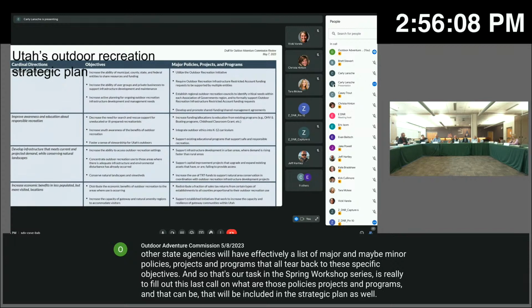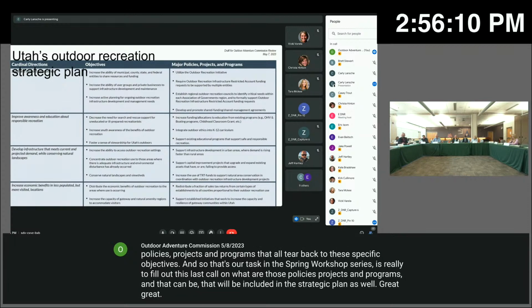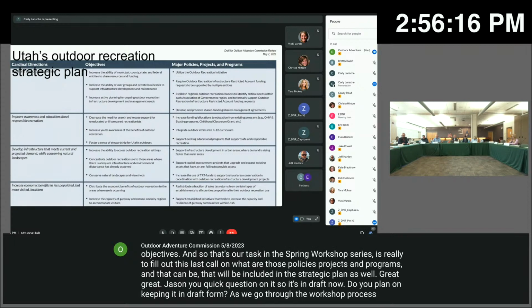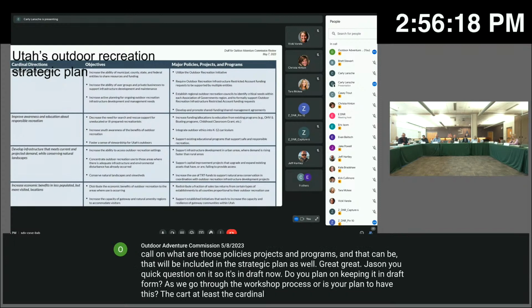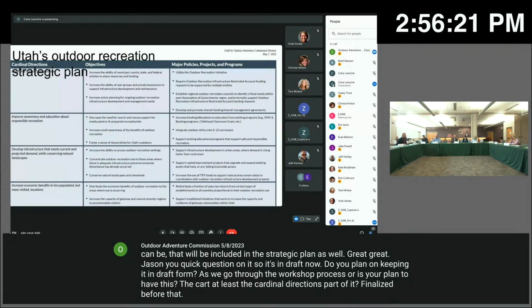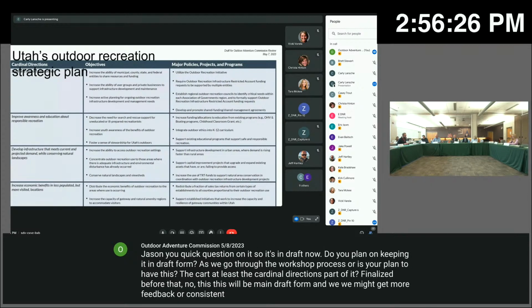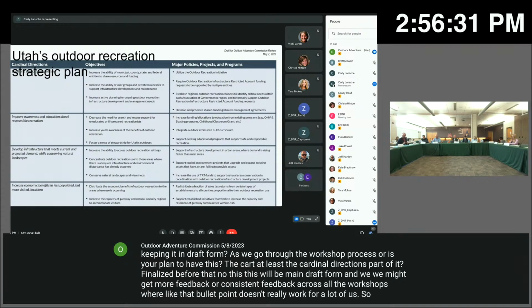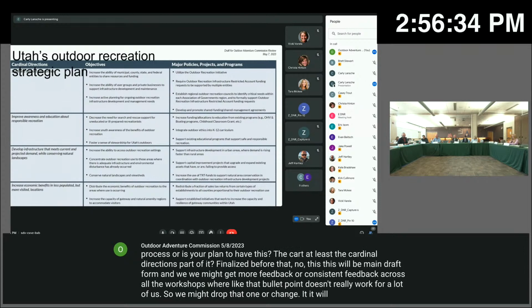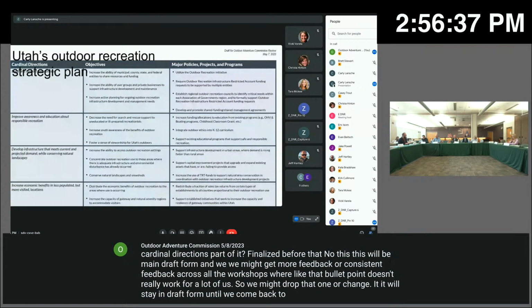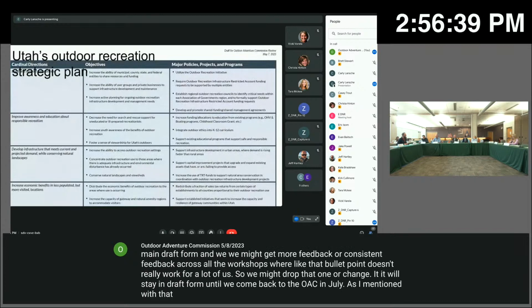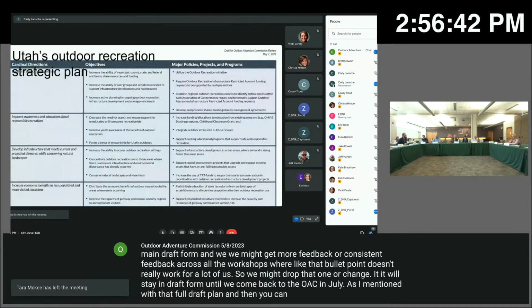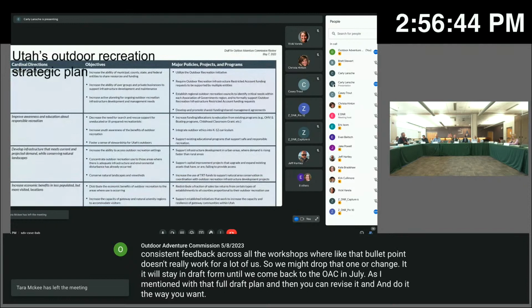Great. Jason, do you have one more comment? Yeah, just one quick question on it. So it's in draft now. Do you plan on keeping it in draft form as we go through the workshop process, or is your plan to have this, at least the cardinal directions part of it, finalized before that? No, this will be in draft form, and we might get more feedback or consistent feedback across all the workshops where we're like, oh, that bullet point doesn't really work for a lot of us, and so we might drop that one or change it. It will stay in draft form until we come back to the OAC in July, as I mentioned, with that full draft plan, and then you can revise it and do with it what you want. Great, thank you.